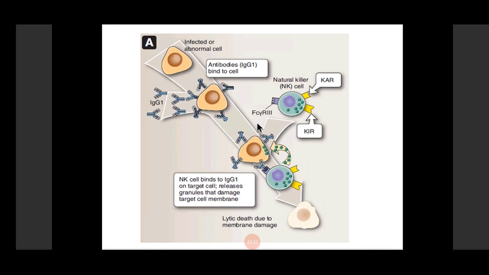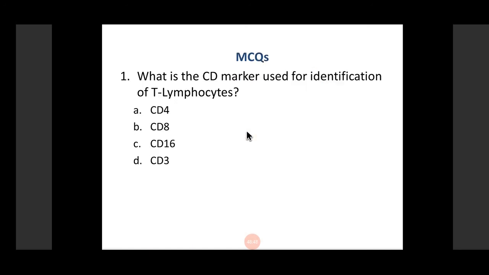So let's move forward. So these were the effector mechanisms of the humoral immune response. So with this we come to the end. I'll give you some questions as is customary in my sessions, just to see whether you've been able to understand.